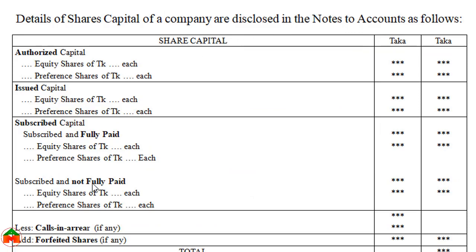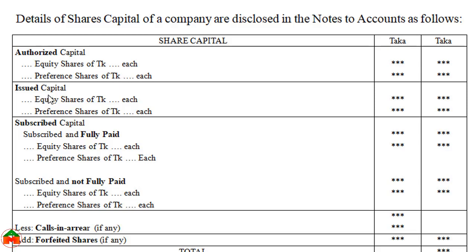You can see this is the format by which you can represent the details of share capital in the notes to share capital. In the initial stage, you can show the authorized capital. Authorized is the permitted capital by the Securities and Exchange Commission. That is the maximum amount of capital you can raise from the public. While showing the authorized capital, you can disclose the categories of share, the number of equity shares and par value, and the number of preference shares and their par value.